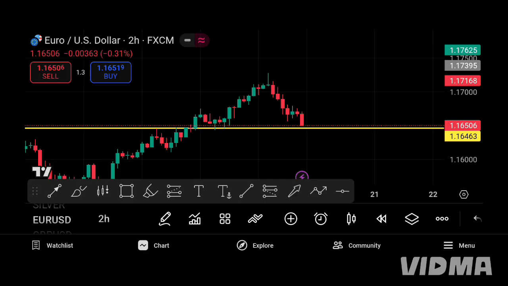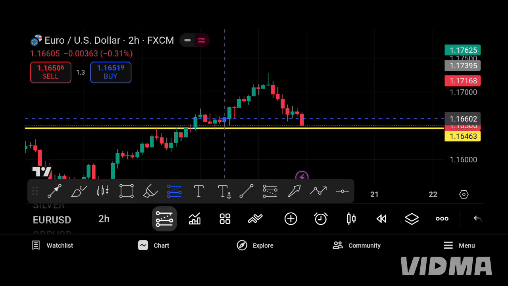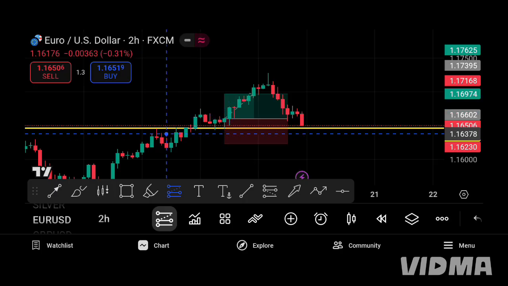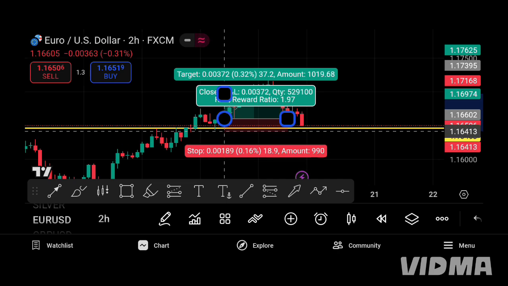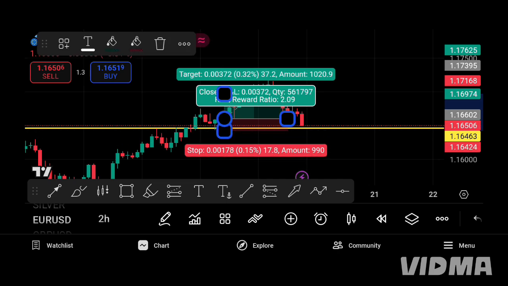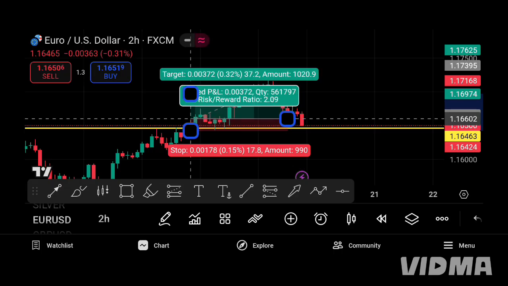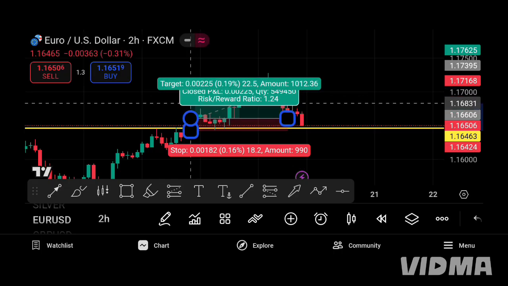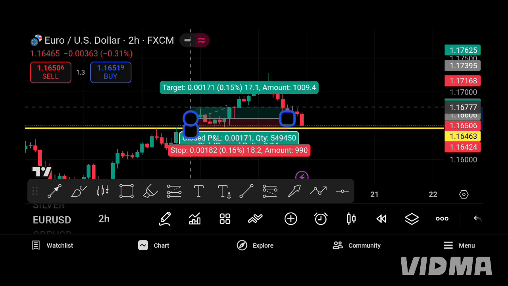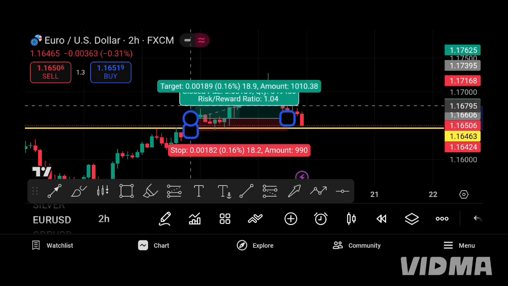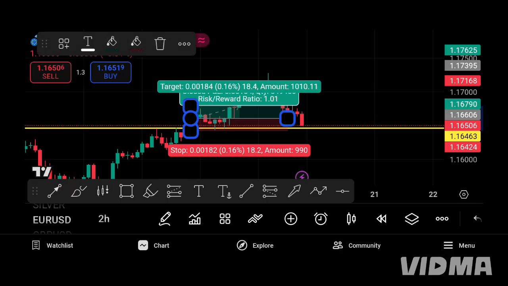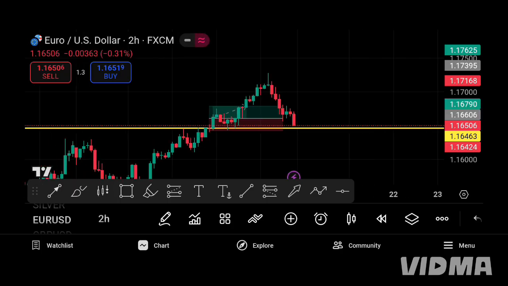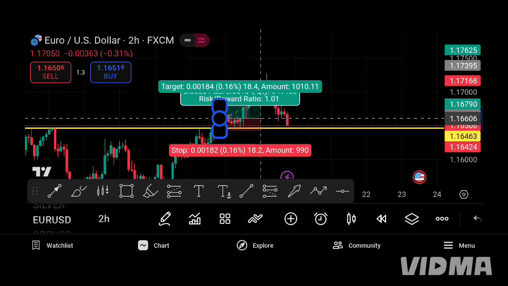Let's put another one. Let's do it again. Enter from here, this is the entry. Risking 1-to-1. You see guys, risking 1-to-1 is better. As you can see, risking 1-to-1.